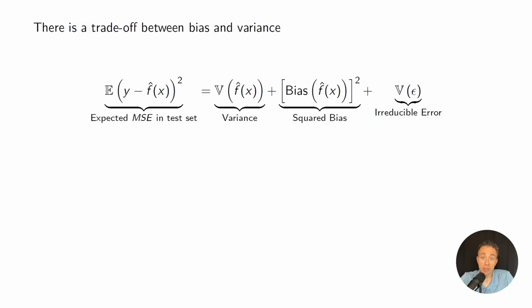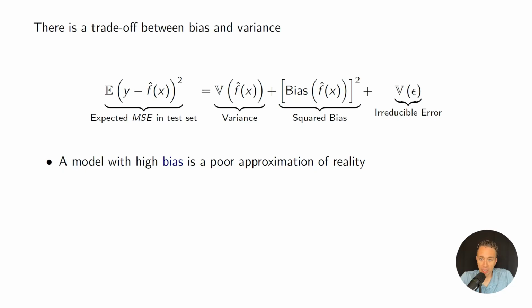And we can illustrate this mathematically by decomposing the expected mean squared error in the test set. So this is the squared expectation of the difference between y and f hat of x, which is just y hat in a typical econometrics notation. And we can decompose that as the variance of our prediction, plus the squared bias of our prediction, plus something called irreducible error, which is just inherent noise in the process that our model could never overcome, even if it had infinite predictive ability.